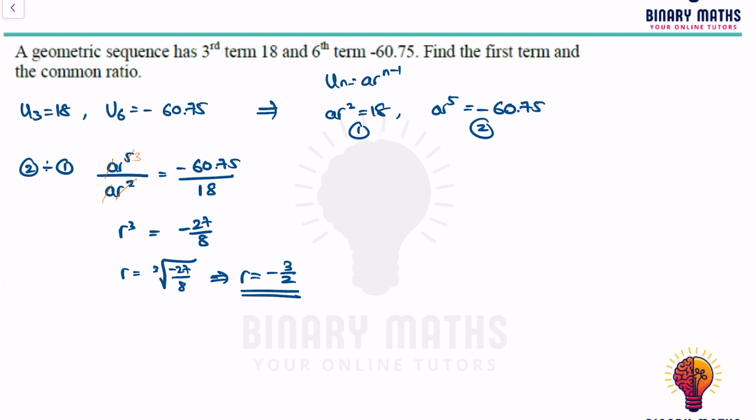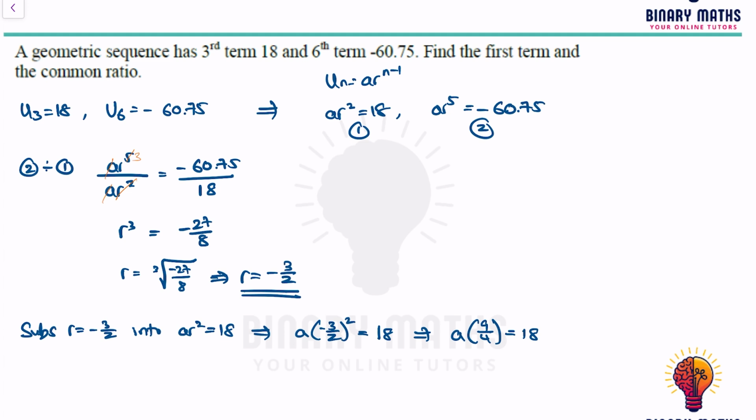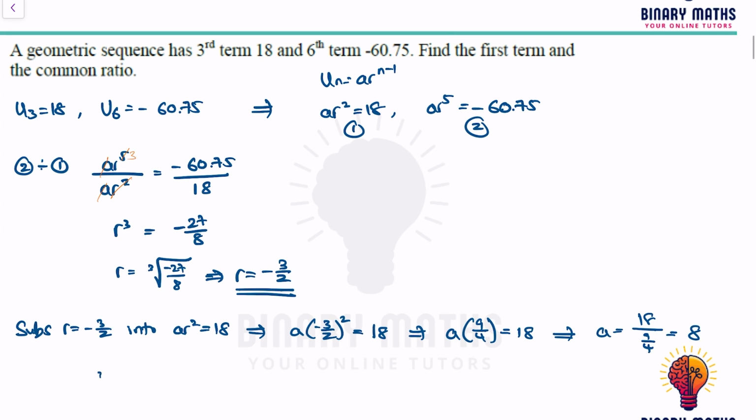Okay, so we found the common ratio. If I want to find the first term now, substitute R is equal to minus 3 over 2 into AR squared is equal to 18, which implies A times minus 3 over 2 squared is equal to 18, which implies A times 9 over 4 is equal to 18. So if I do A is equal to 18 divided by 9 over 4, I end up getting 8, which means therefore A is equal to 8.